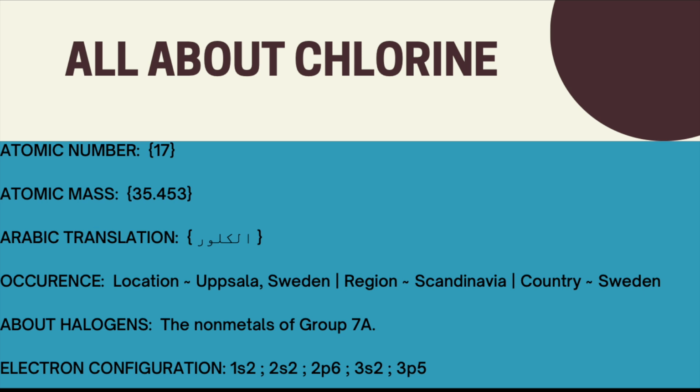The occurrence or origin of chlorine was in Uppsala, Sweden, and the region is in Scandinavia, and the country it was founded in was Sweden. A bit about halogens is that they're nonmetals of group 7A, and they can be found in the periodic table, and the electron configuration of chlorine is 1s2, 2s2, 2p6, 3s2, and 3p5.